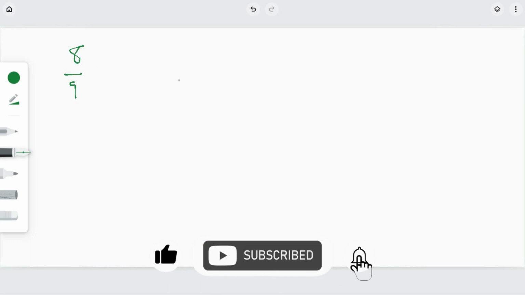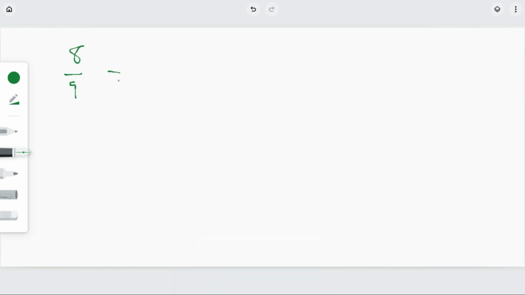If you want to reduce 8 over 9, we know the prime factors of 8 to be 2 times 2 times 2. So 2 times 2 is 4, 4 times 2 is 8. And the prime factors of 9: what can I multiply that will give you 9? We have 3 times 3. So you can easily see that there is nothing common in the numerator and the denominator, so there's nothing you can cross out.